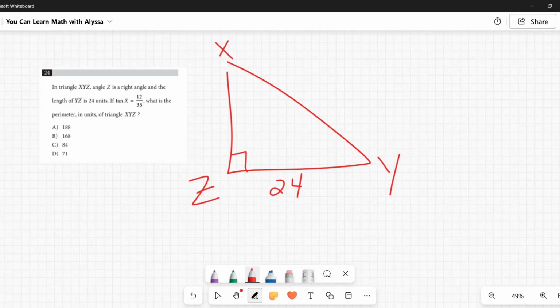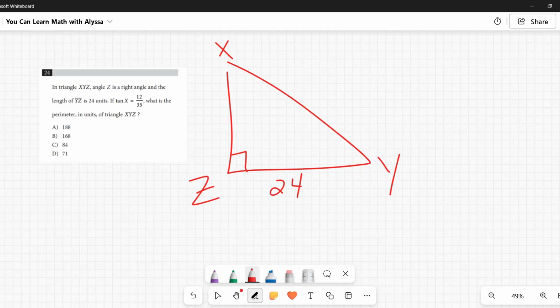They want you to know for this problem what tangent means. They want you to understand proportions in similar triangles. And they want you to know how to do the Pythagorean theorem and then what perimeter is. Those are the concepts for this problem.